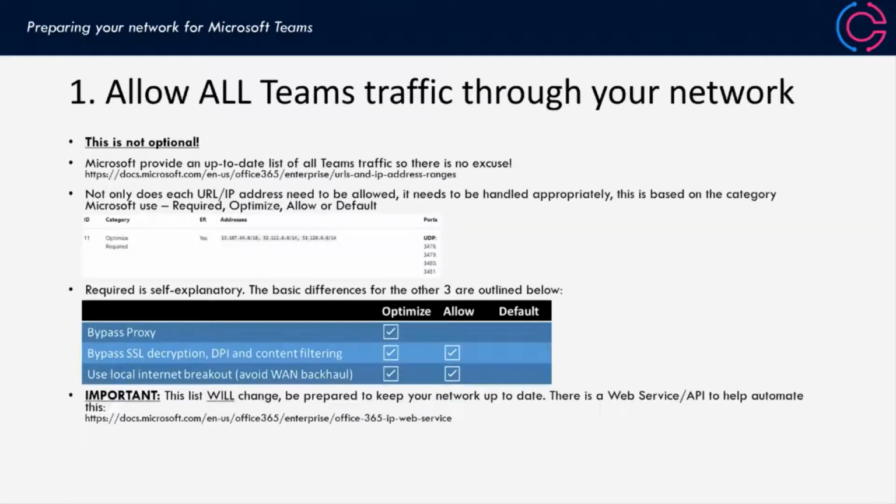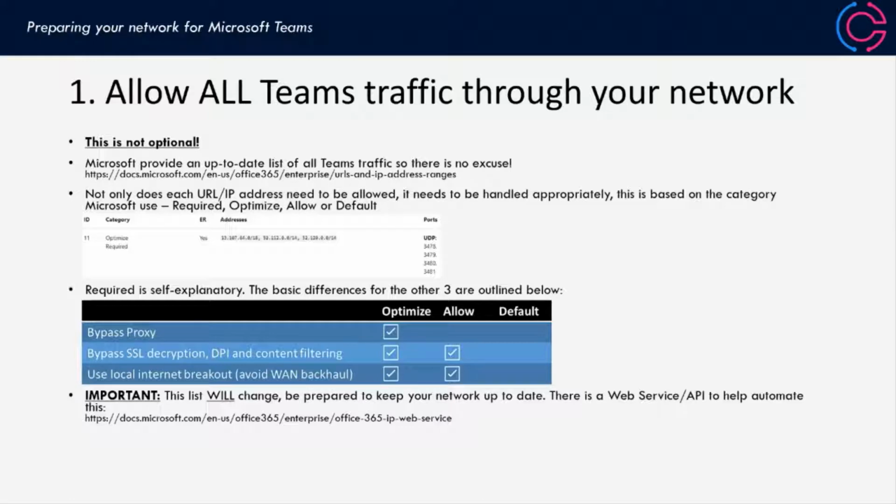So let's get started. Number one, this is probably the most critical one, is making sure that all Teams traffic is allowed through your network. I don't see this as an optional step. And what I'm talking about here is that if you've got a Teams client running on a machine, you need to make sure that they can connect to all the different Teams services without getting blocked or routed incorrectly.